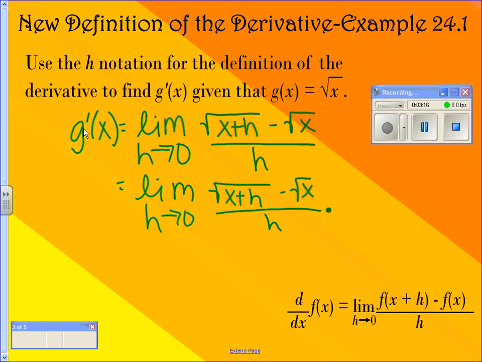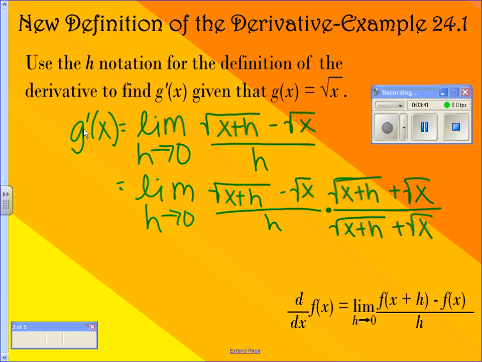We're going to multiply by something. But what? Yes, by the conjugate. What is the conjugate of this top term? We're going to get rid of some radicals. The square root of x plus h plus the square root of x over the square root of x plus h plus the square root of x, that's 1, right? So we haven't changed the value of it, correct? We're just rationalizing it, basically. Does that make sense? Okay.